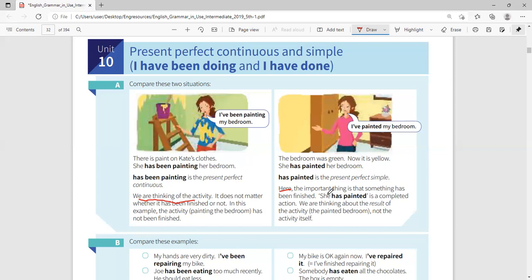Have you come? Have you done it? Yes, I have come. I have done. I have read. I have finished. You see? The thing is about the completion. It is the completion of the action. She has painted is a completed action. We are thinking about the results, the end of it. The end of the activity, not the activity itself. So this other one looks at the activity. What is it that has been going on? But this other one looks at the results, the completed activity.